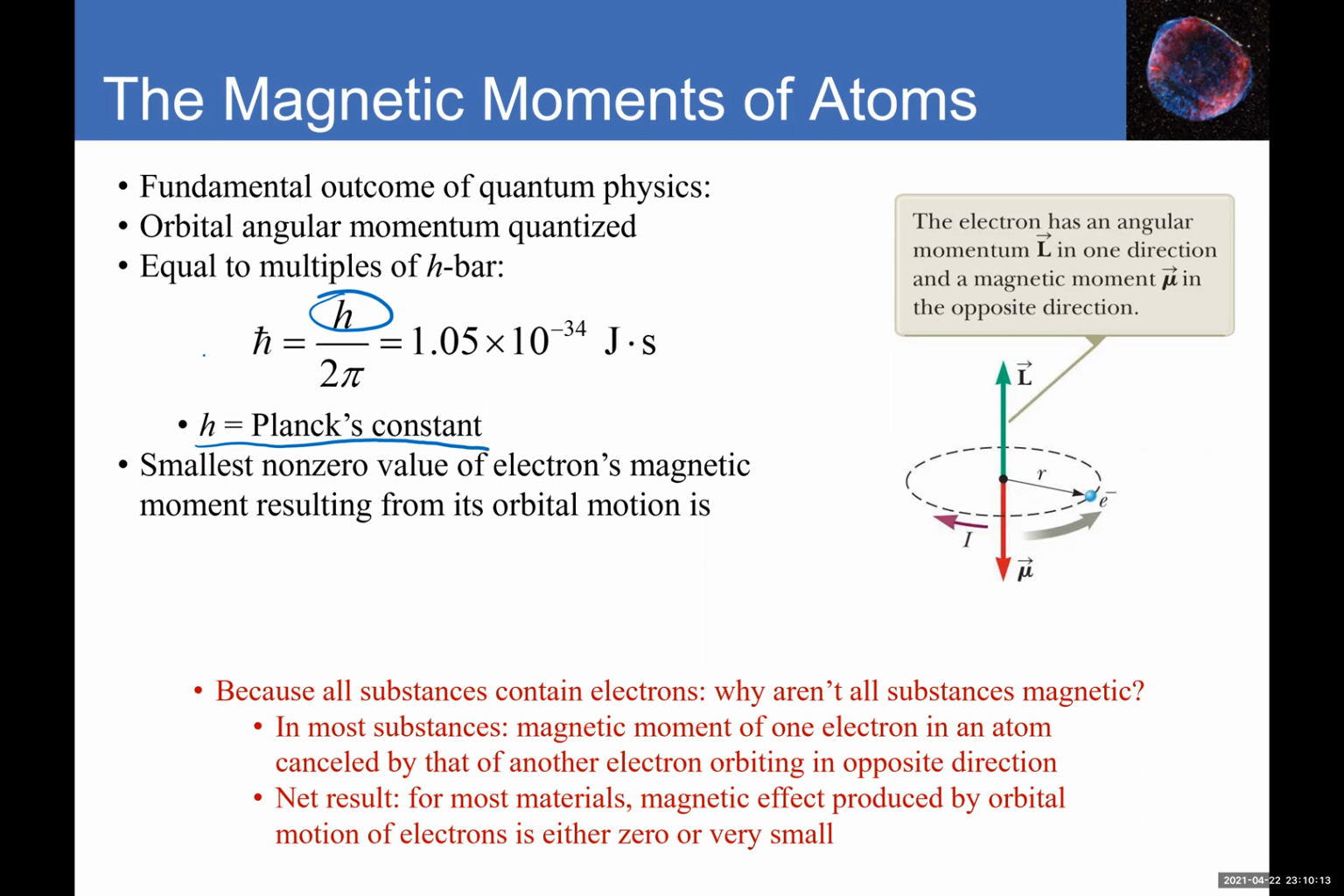Now, this is the smallest non-zero value of the electron's magnetic moment, and it can be represented with this equation. The mu is equal to the square root of 2 times e, which is the charge of the electron, divided by 2 times its mass, times Planck's constant. If I take this calculation, then I get the smallest non-zero value of the electron's magnetic moment.